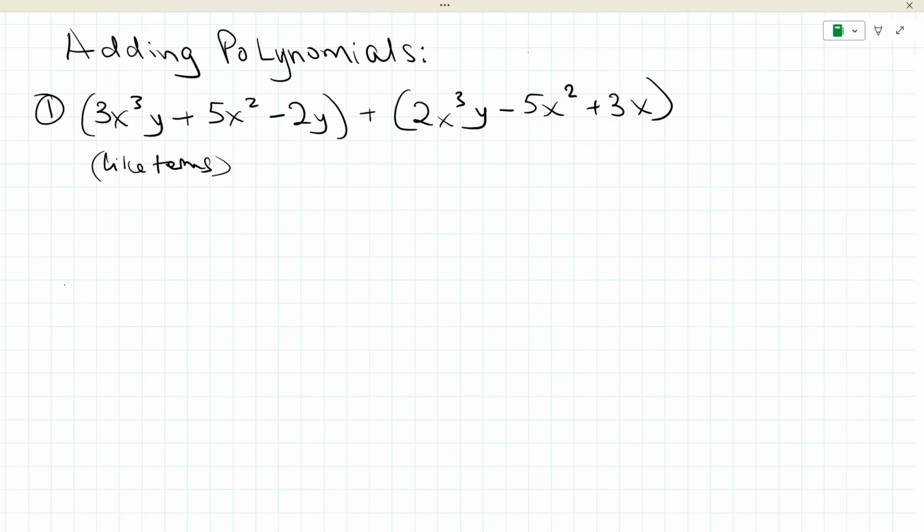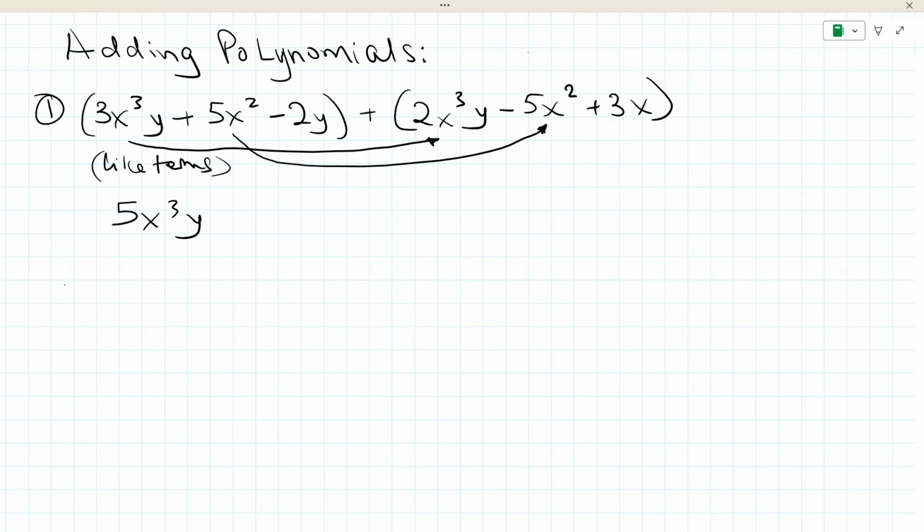So in this case, you find that 3x cubed y is very similar to 2x cubed y here. So when we add 3x cubed y to 2x cubed y, you get a total of 5x cubed y. And then we can see here 5x squared is very similar to minus 5x squared. So plus 5x squared minus 5x squared, we are left with a 0.